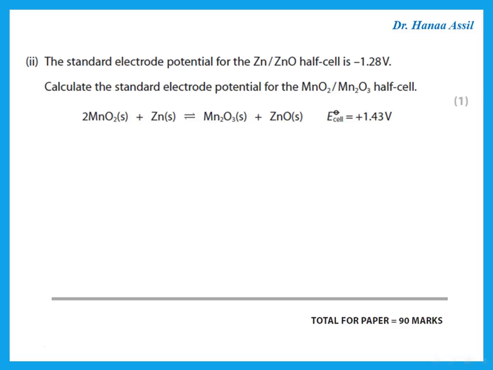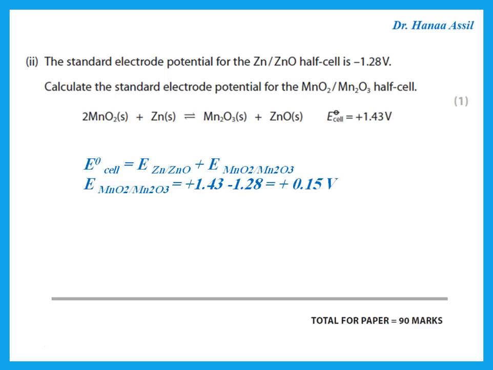The standard electrode potential for the zinc oxide half cell is minus 1.28. Calculate the standard electrode potential for the MnO2, Mn2O3 half cell. So we have this overall equation. So the overall E cell is the E of each of them, and that means that the E of the manganese MnO2, Mn2O3 half cell would be plus 0.15 volts.